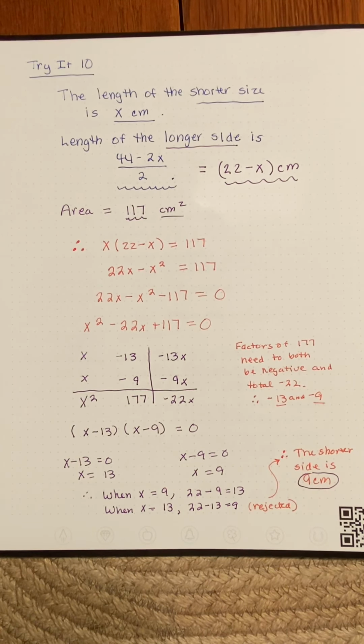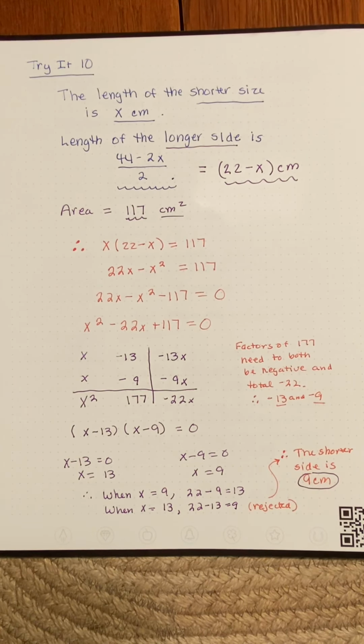I bring my 117 to the other side. 22X minus X squared minus 117. I'm going to get this in proper order, and I don't want a negative X squared, so I'm flipping all my signs as I do that. So X squared minus 22X plus 117 equals 0. I put it in my grid.